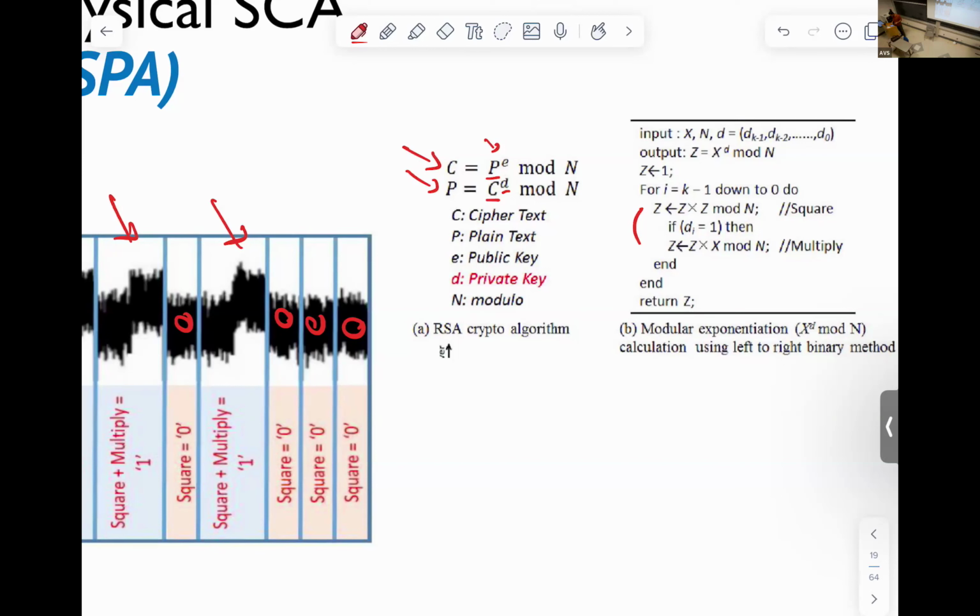There's this very well-known algorithm called modular exponentiation, which essentially does the square and multiply, or just does the squaring and not the multiplying.